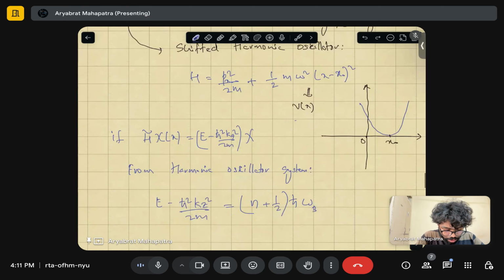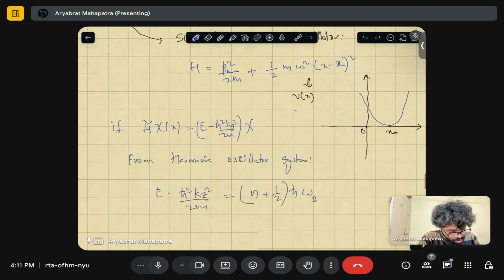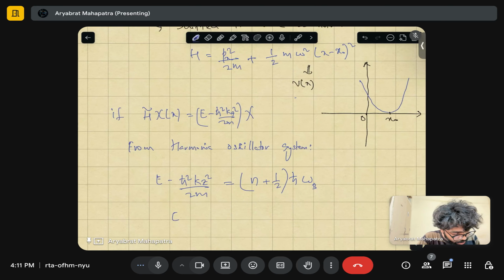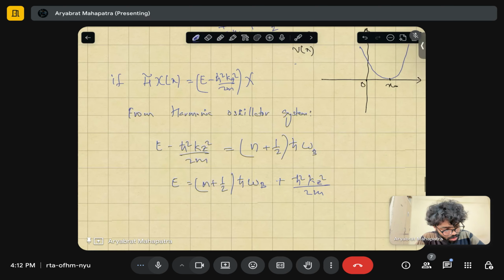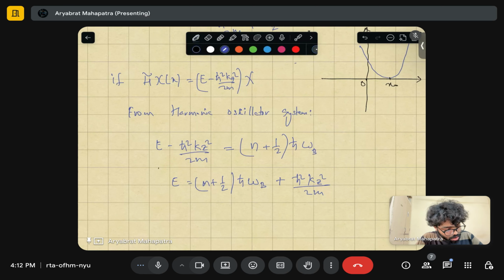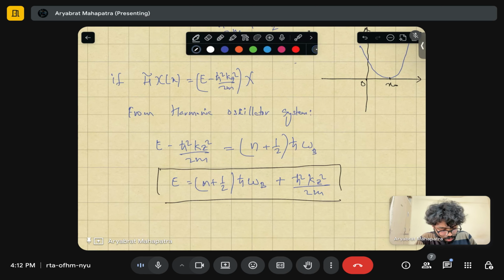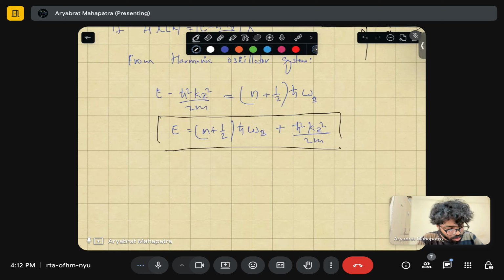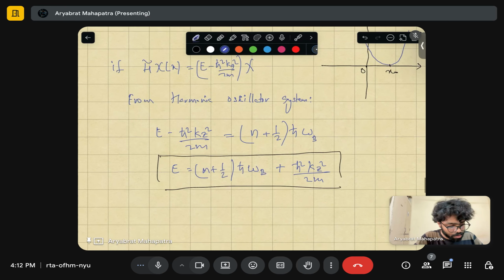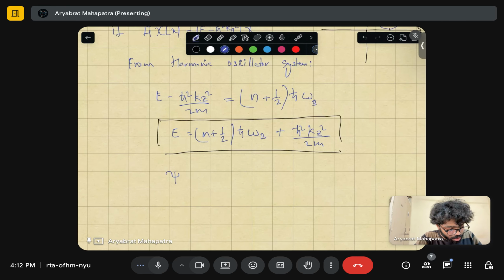So from here you find that your energy eigenvalues are basically (n plus half) h bar omega_b plus h bar square k_z square over 2m. So these are your energy eigenvalues for this charged particle in the constant magnetic field. And similarly, since this also obeys a harmonic oscillator system, you can write down psi as something with some normalization.